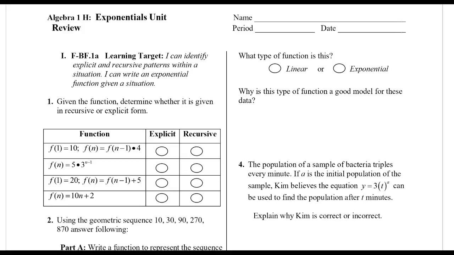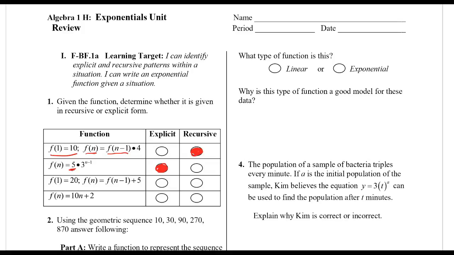So when we look at the first function, it tells you that f of 1 is 10 and f of n is equal to f of n minus 1 times 4. So some term is equal to the previous term times 4. So that has to be a recursive rule because we're given some information and we're told how to get to the next term. The second function, f of n is equal to 5 times 3 to the n minus 1. That's just explicit because I'm not told what I'm starting with.